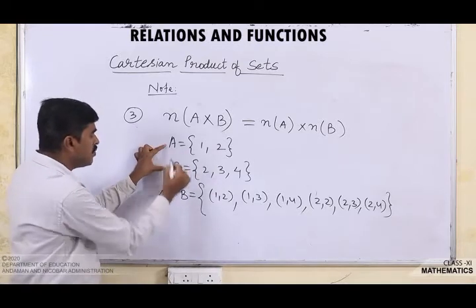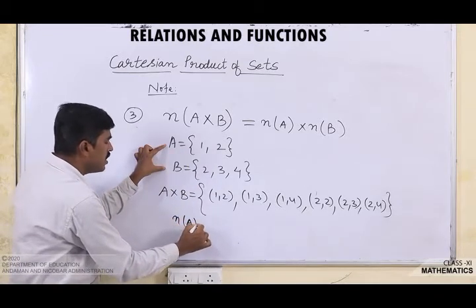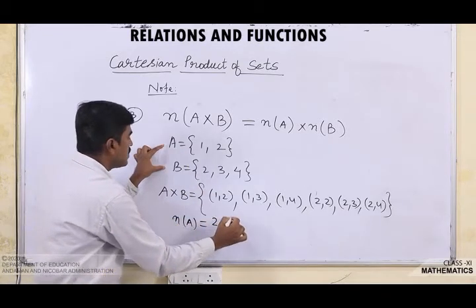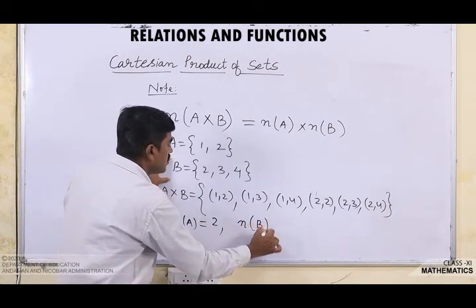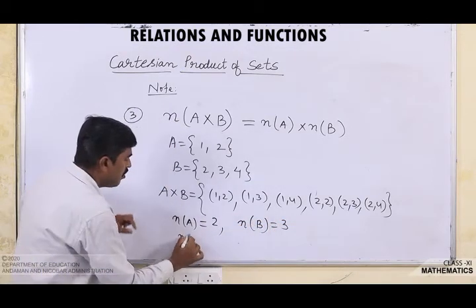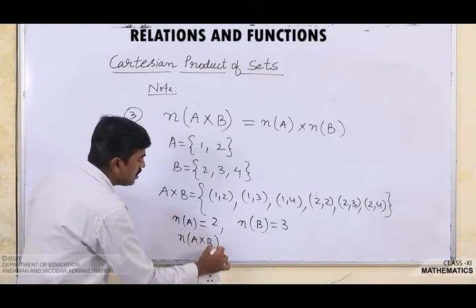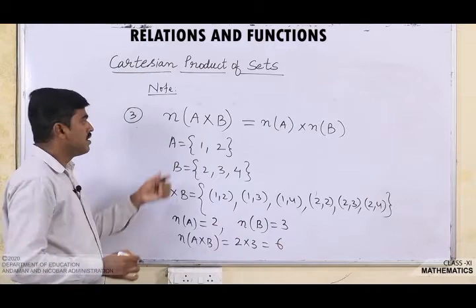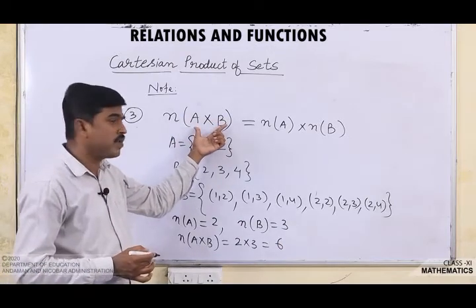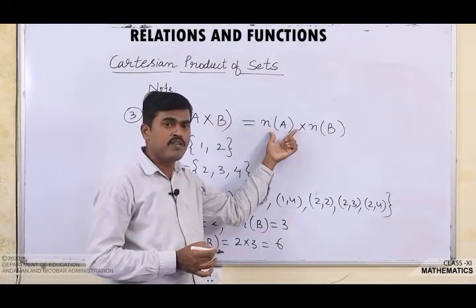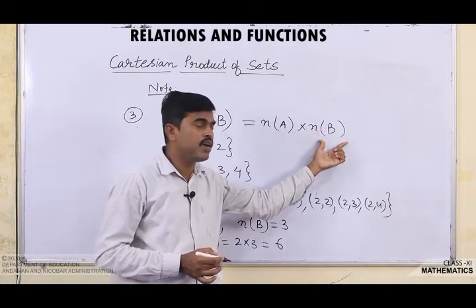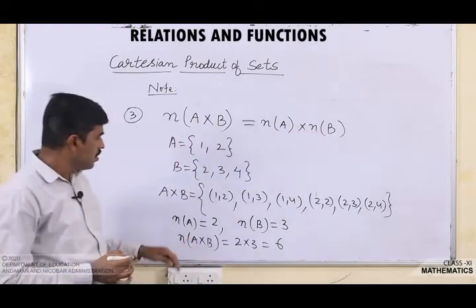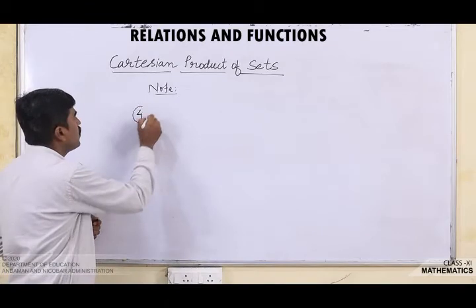Now what is the number of elements in A? The number of elements in A is 2 and the number of elements in B is 3. So the number of elements in A cross B is equal to 2 into 3, that is 6. Clear? That means the number of elements in A cross B is always equal to the number of elements in A into the number of elements in B. Okay. Now let's see point number 4.